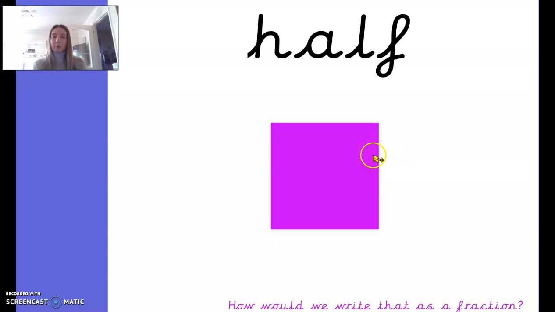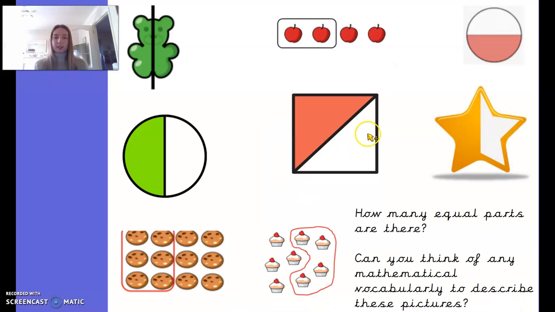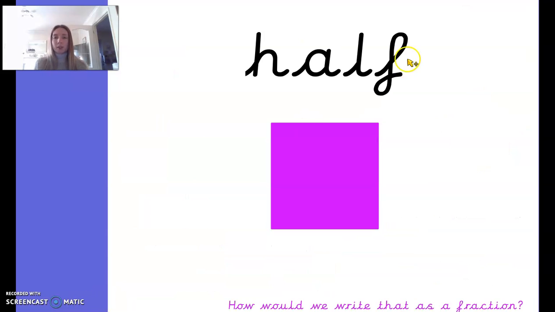So hopefully some of you have thought of this word here, and this word says half. So we're going to be thinking about halves. All of these pictures that we can see here have been split into two equal parts. They have been split in half, and we're going to be looking at what this word half means in more detail. We're going to look at it in fractions.